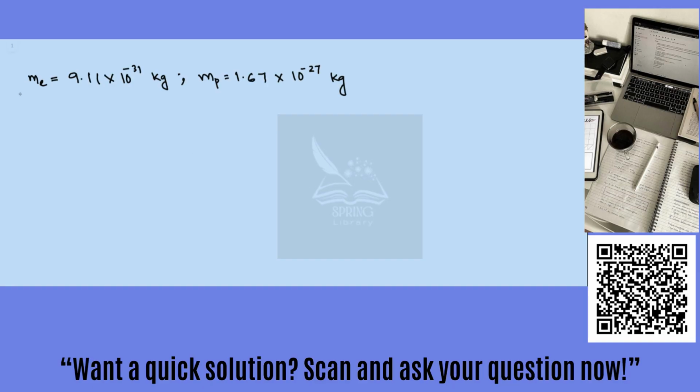In this question, we have to compare the wavelength of an electron and a proton, given that both of these masses have the same non-relativistic kinetic energy. So the expression for non-relativistic kinetic energy is given by p square over 2m.